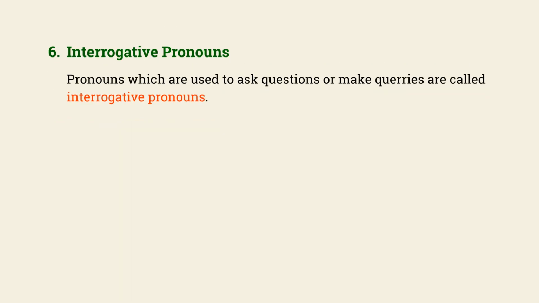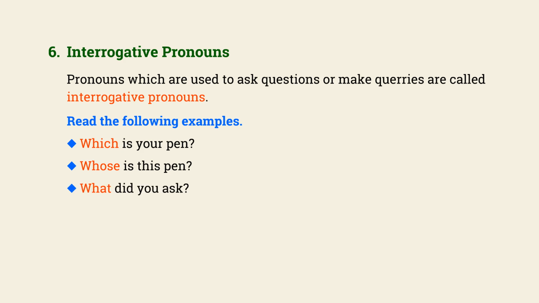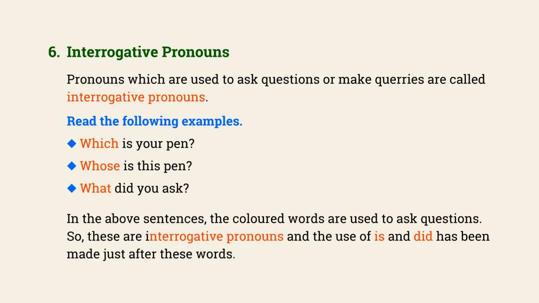Interrogative pronouns. Pronouns which are used to ask questions or make queries are called interrogative pronouns. Read the following examples. Which is your pen? Whose is this pen? What did you ask? In the above sentences, the colored words are used to ask questions. So, these are interrogative pronouns, and the use of "is" and "did" has been made just after these words.